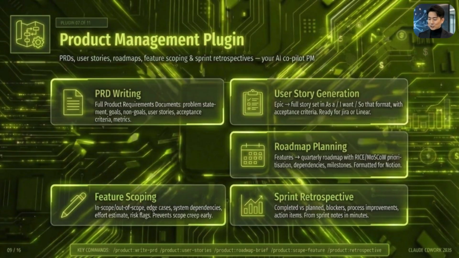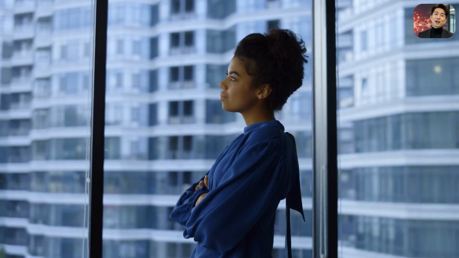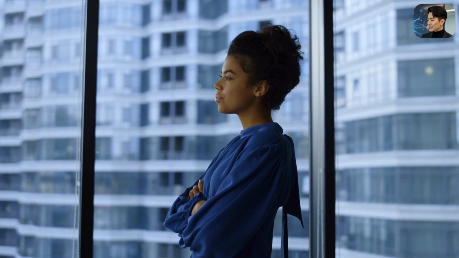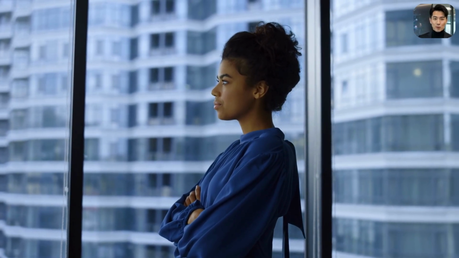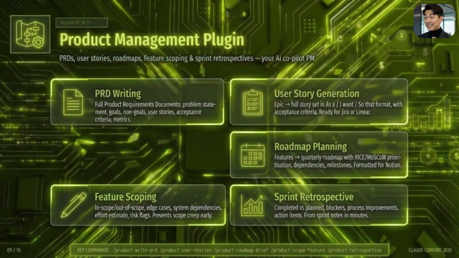The feature scoping skill produces an in-scope and out-of-scope document for any feature idea, with edge cases, system dependencies, effort estimate, and risk flags before a single engineer touches it. And the sprint retrospective skill takes sprint notes and delivers what went well, blockers, process improvements, and specific action items.